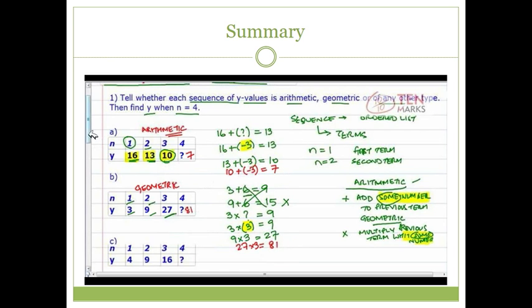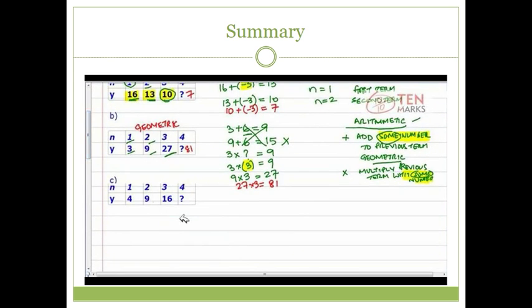Now let's try the third problem. When n equals 1, the first term is 4. Second term is 9. So I could have added 5 to get to 9. Now the next term: I start with 9, I add 5, and the answer is 14. But I'm supposed to get 16. This doesn't work, so it's not an arithmetic sequence.